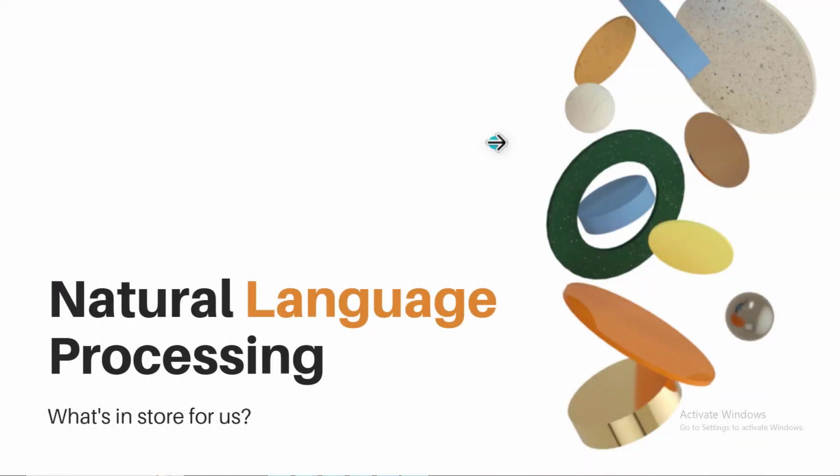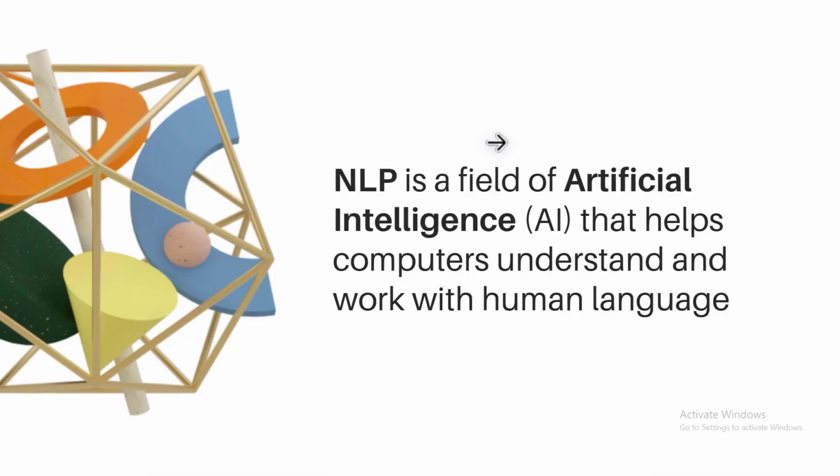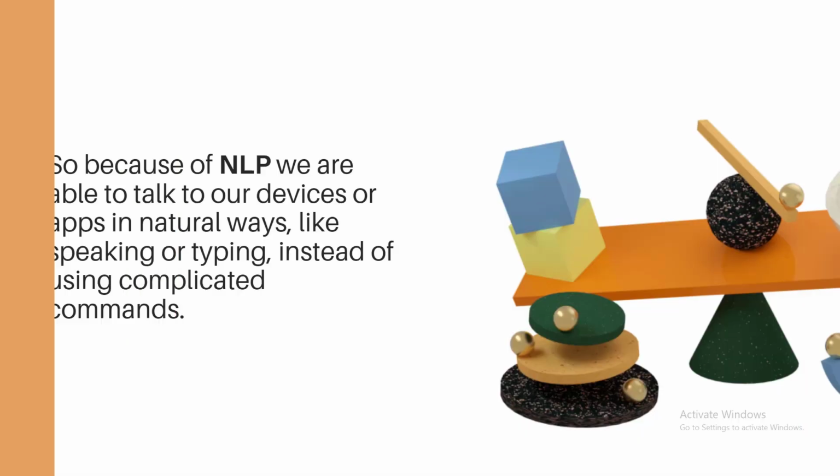So what is NLP or Natural Language Processing? NLP is a field of AI that helps computers understand and work with human language. So because of NLP, we are able to talk to our devices or applications in natural ways. Like we can speak or type the text instead of using complicated commands. And it is possible because of NLP.